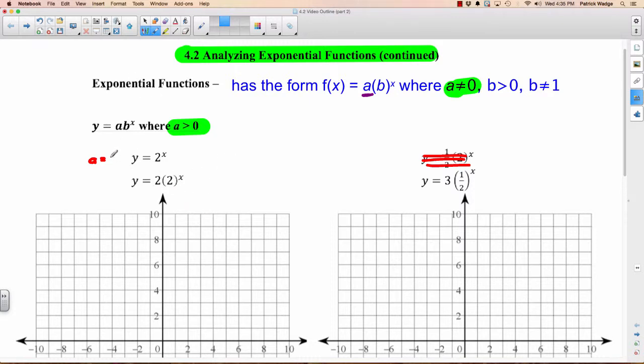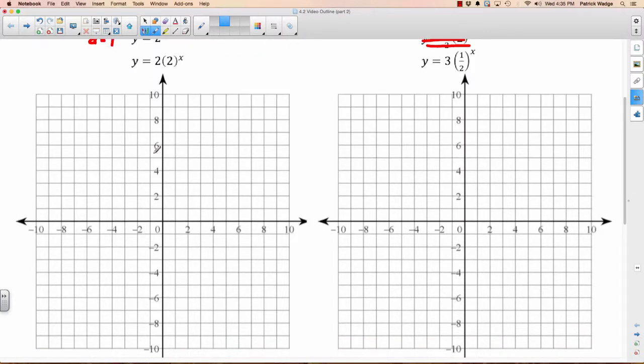1. Wait a minute, Mr. Welch, I thought you said we weren't doing that. We did that last day. Well, I just want to show you this for comparison's sake. So we did graph this last time when a equals 1, and I want to graph it again.